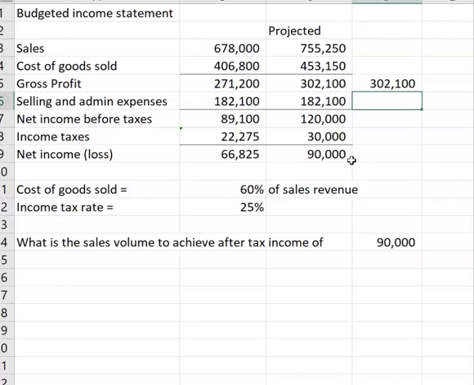And so we know we have the right number. So the sales volume to achieve an after-tax income of $90,000 is going to be the $755,250.